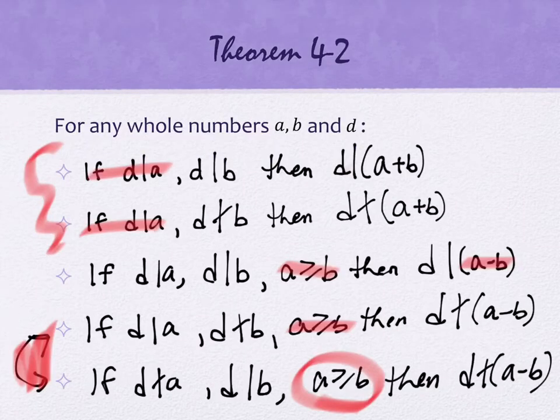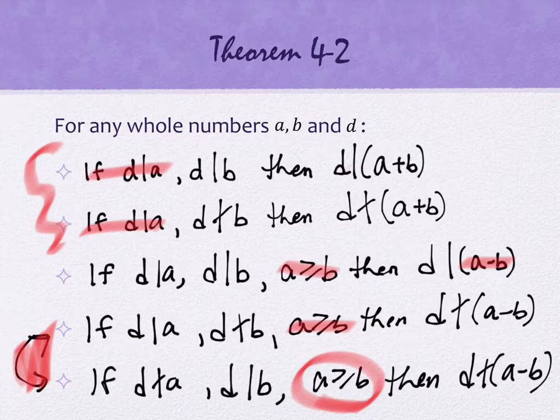And then these had to do with adding and subtracting values. So if both numbers are divisible by a number, if A and B are both divisible by D, then their sum is. If one of them isn't, then their sum isn't. And then subtraction works the same way. If both of them are divisible by D, then the subtraction, bigger minus smaller, will work.